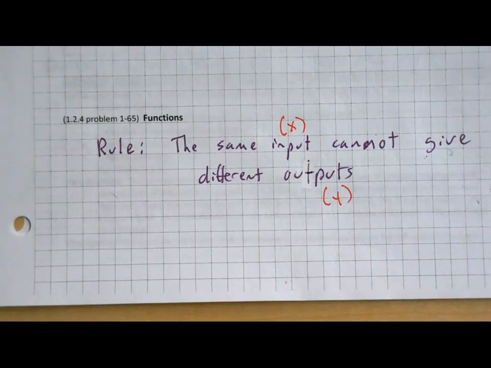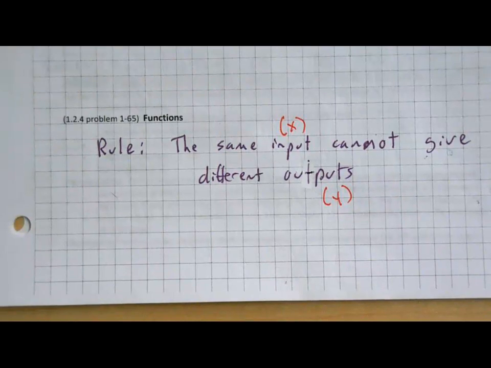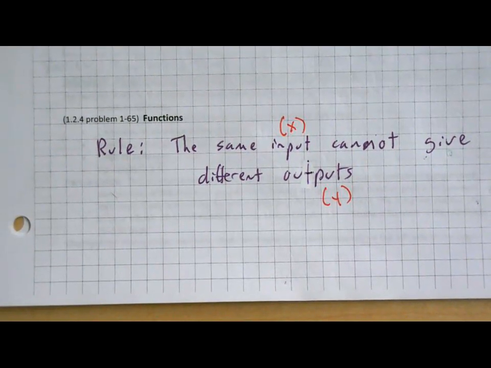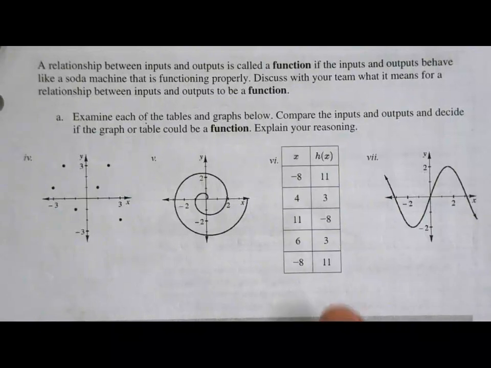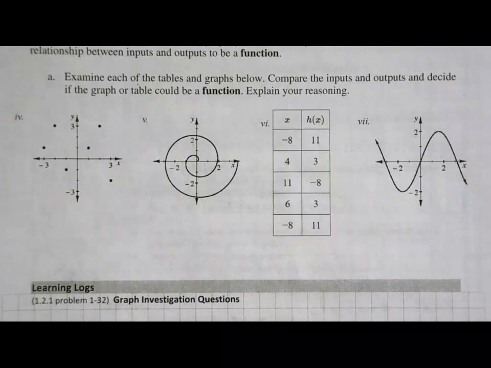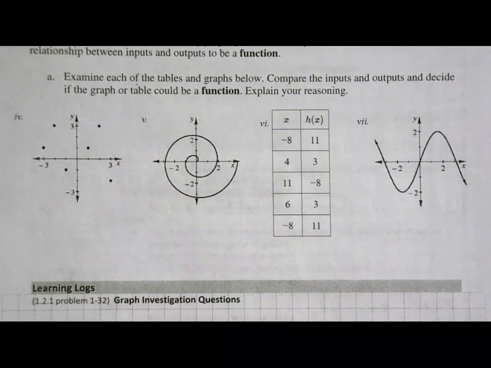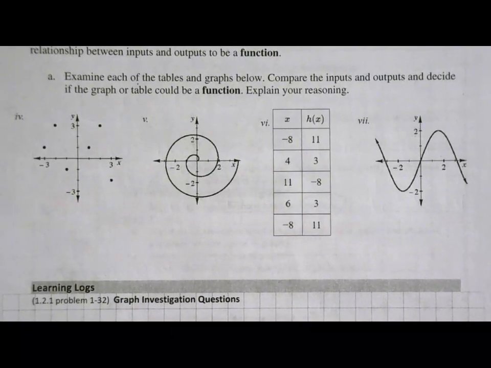So we're going to go up to the top of the page. There's a table up at the top of the page. I would like you to look at that table and tell me, do you think that's a function or not? We're looking for something that's going to break the rule. Do you see the same input being represented more than once? I do too.